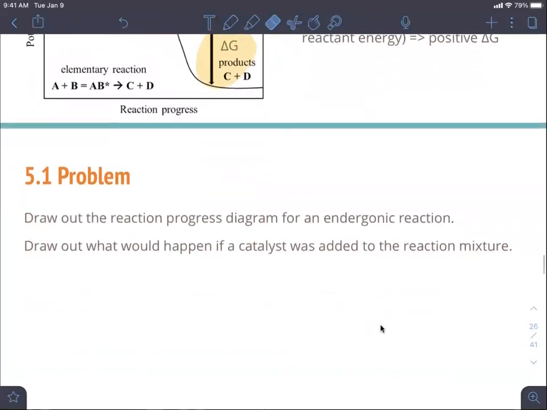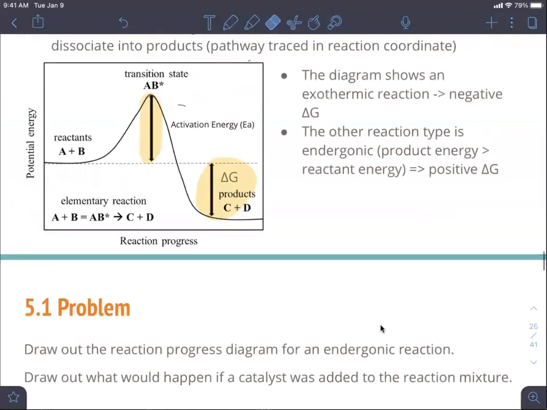Also draw out what would happen if a catalyst was added to the reaction mixture. Remember that a catalyst speeds up the rate of the reaction. Think about why and how it would do that. Remember, a catalyst doesn't affect the product and is not involved in the product. Look at this diagram and think about where exactly the catalyst would affect the reaction.